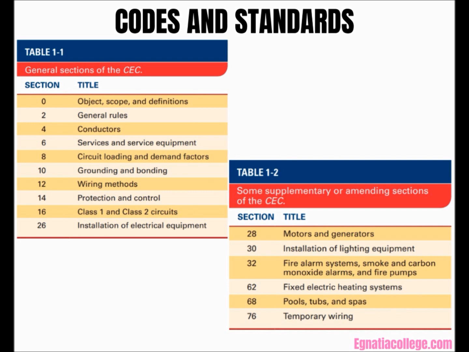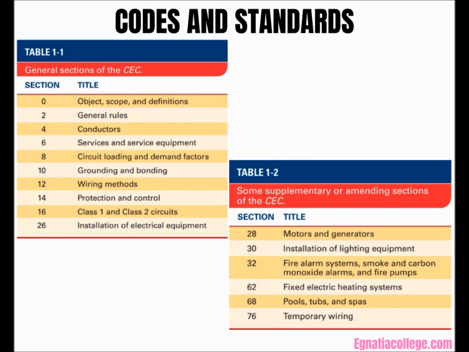For example, Section 12-500 contains non-metallic sheathed cable rules, where 12 identifies the section and 500 is the rule number in the section. 12-500 is the first rule of the subsection that deals with the installation of non-metallic sheathed cable. The 12-500 series of rules, 12-500 through 12-526, describes how non-metallic sheathed cables are to be installed.